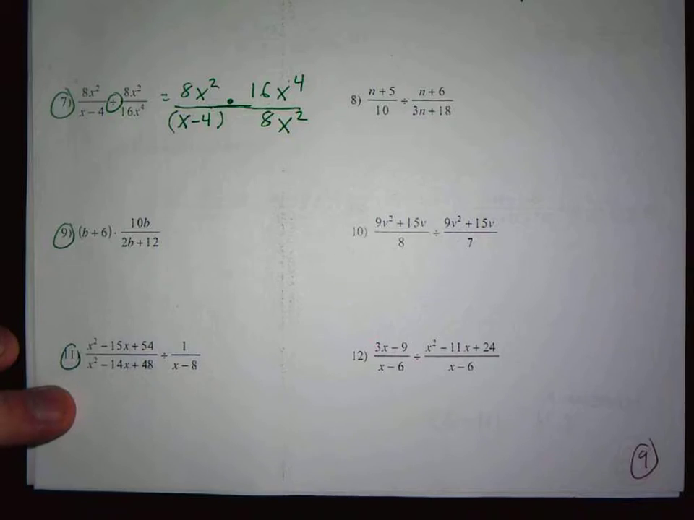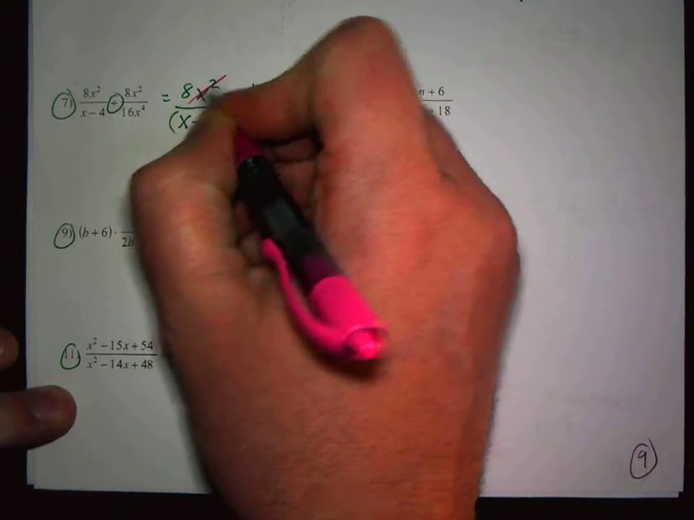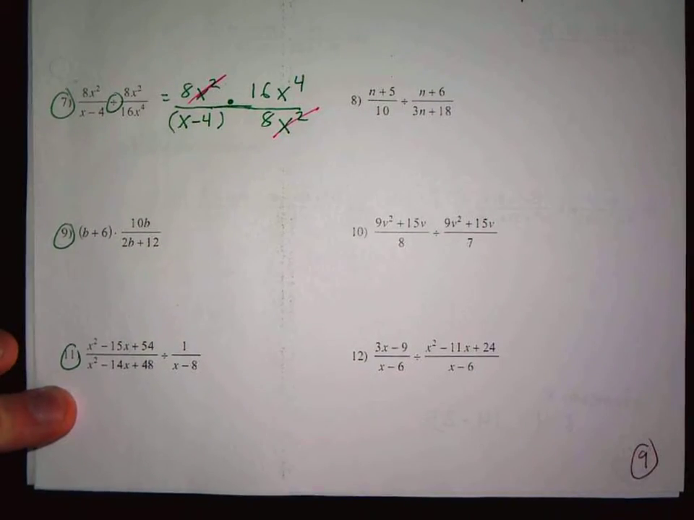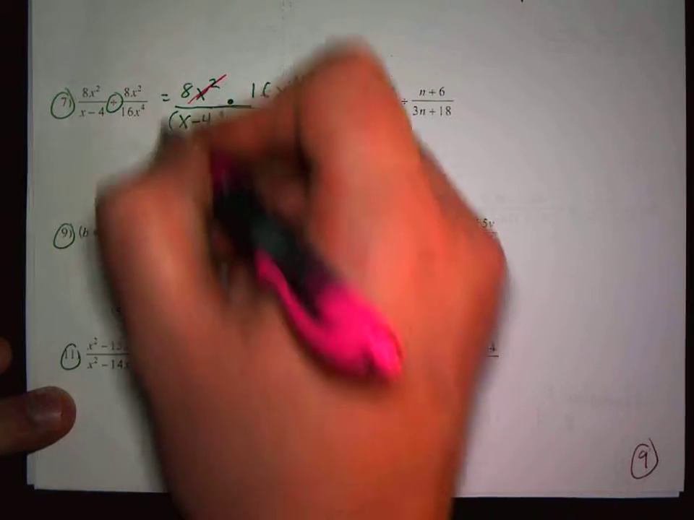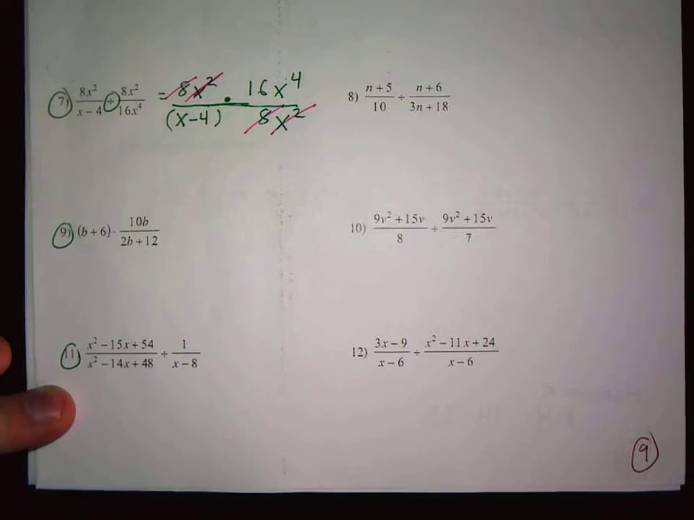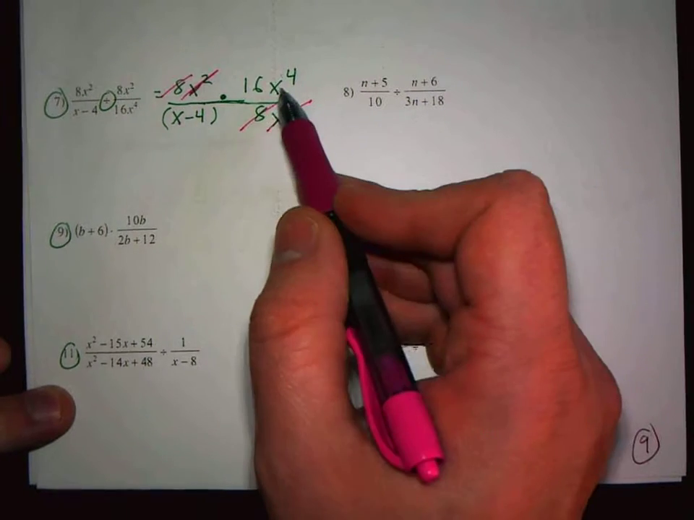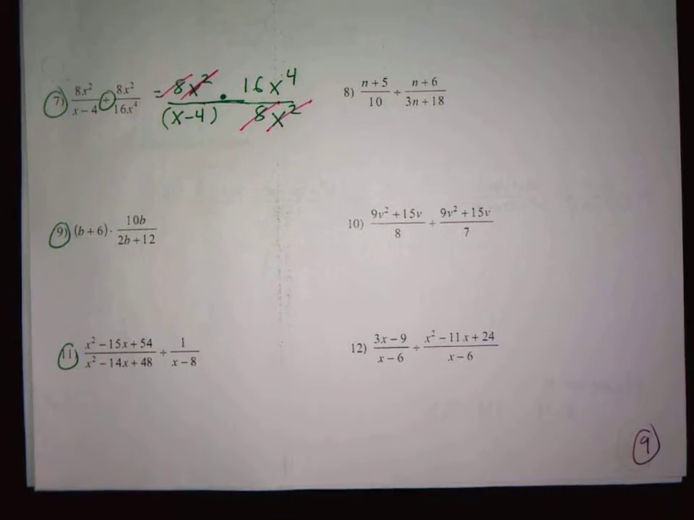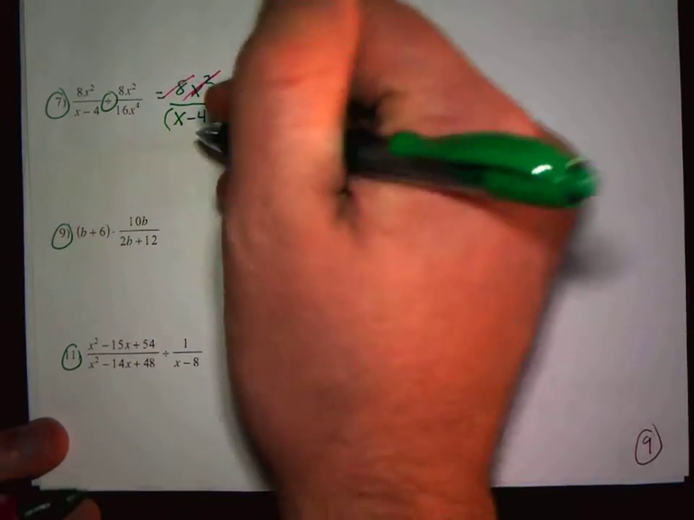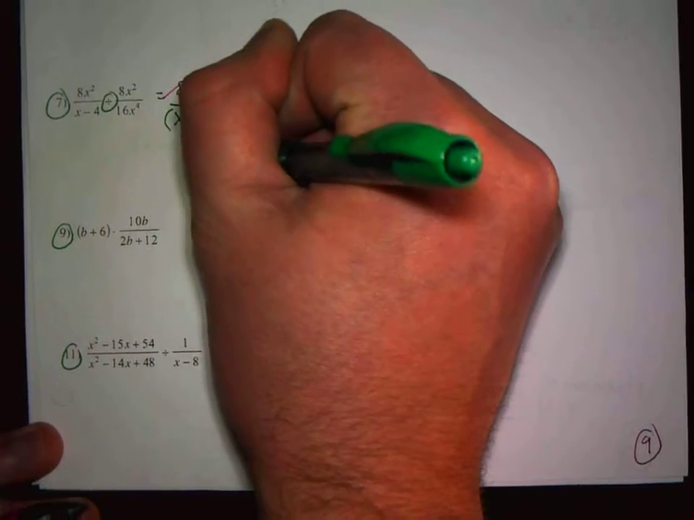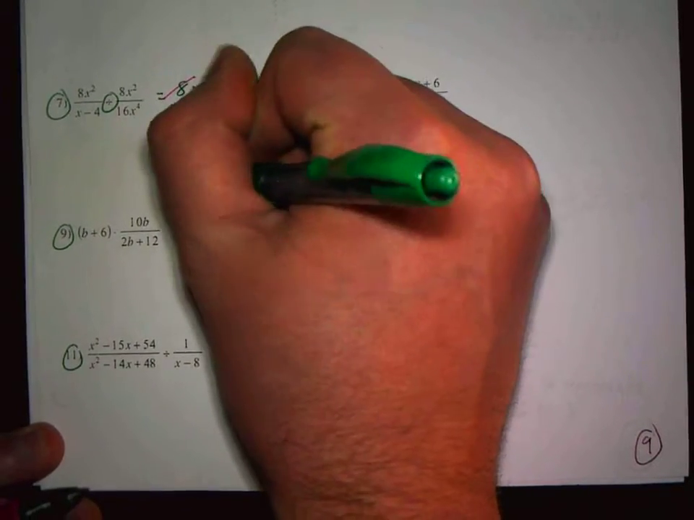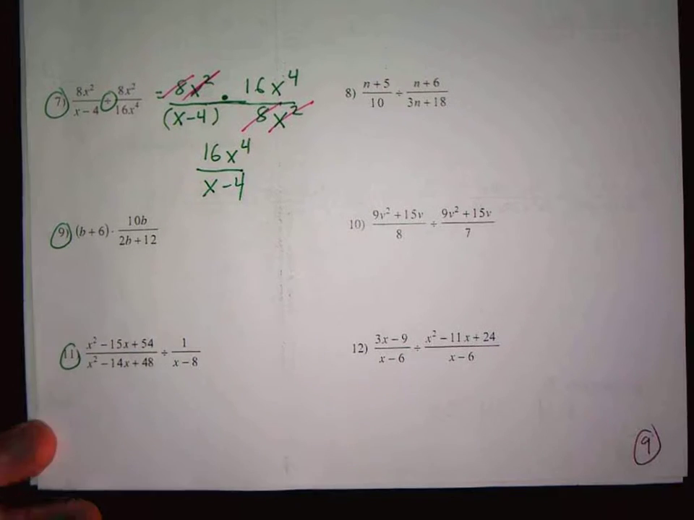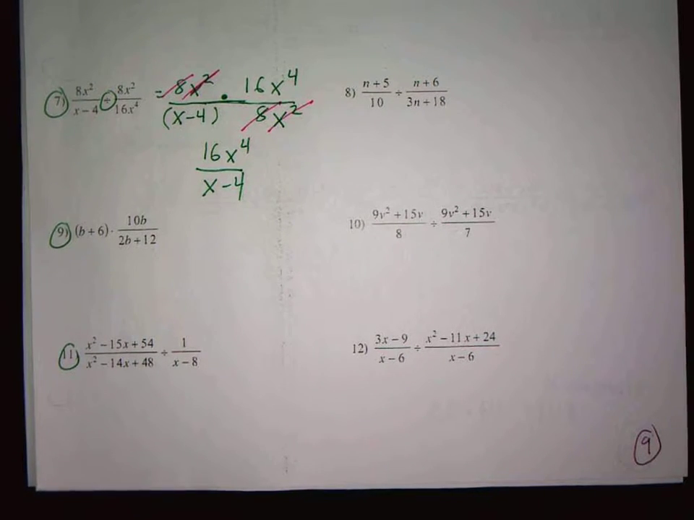So, anything reduce? Yeah, the x squareds, right? Anything else? The 8s? Anything else? This is kind of tricky. X to the 4th versus x minus 4. Those are not the same thing, right? So my answer is 16x to the 4th over x minus 4. That one was not too bad.